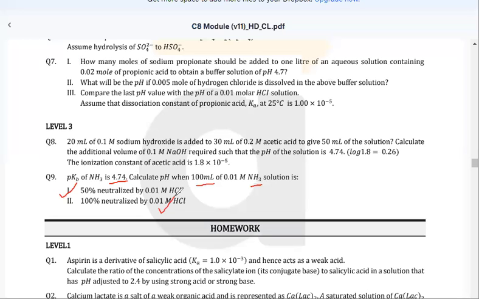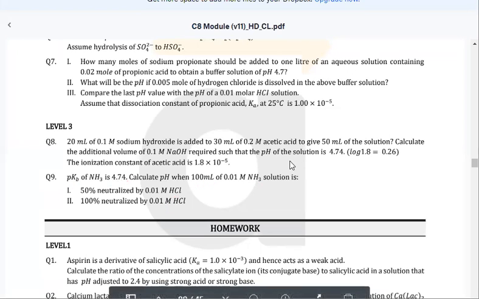Now if it is 100% utilized, then it's easy, right? Tell me, then it's just the concentration. You don't have to use any formula. It's just the strong component. Just calculate the concentration of H plus or OH minus.